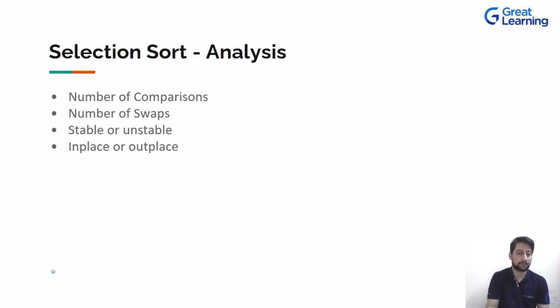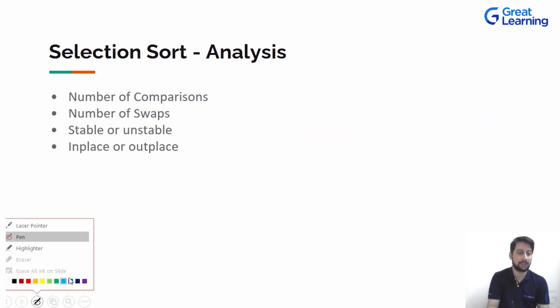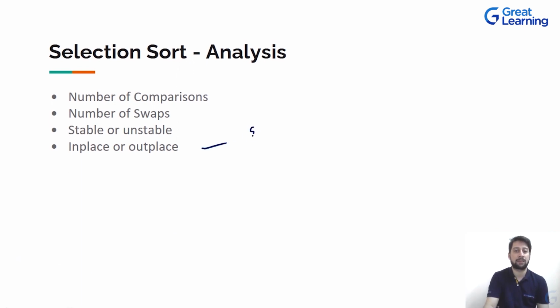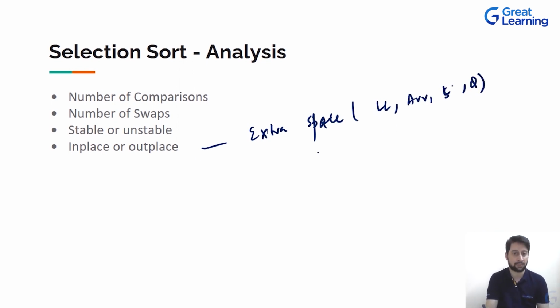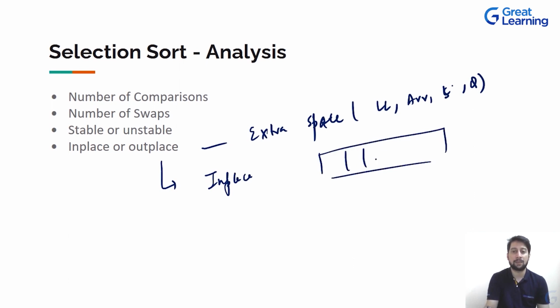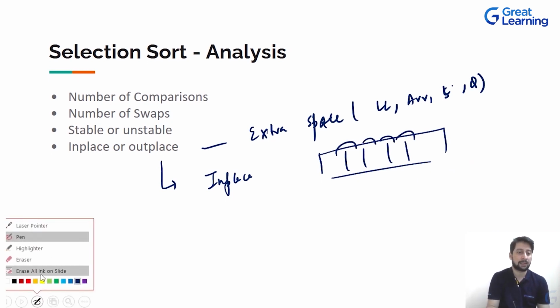Now, what about in place? That means, are we using any extra memory or extra space? No, we are not using any extra space. Extra space can be a linked list, an array, a stack, or a queue. We are not using any of these. For that reason, selection sort is an in place algorithm, because we are swapping and comparing our elements within the given array. We are not using any extra memory.